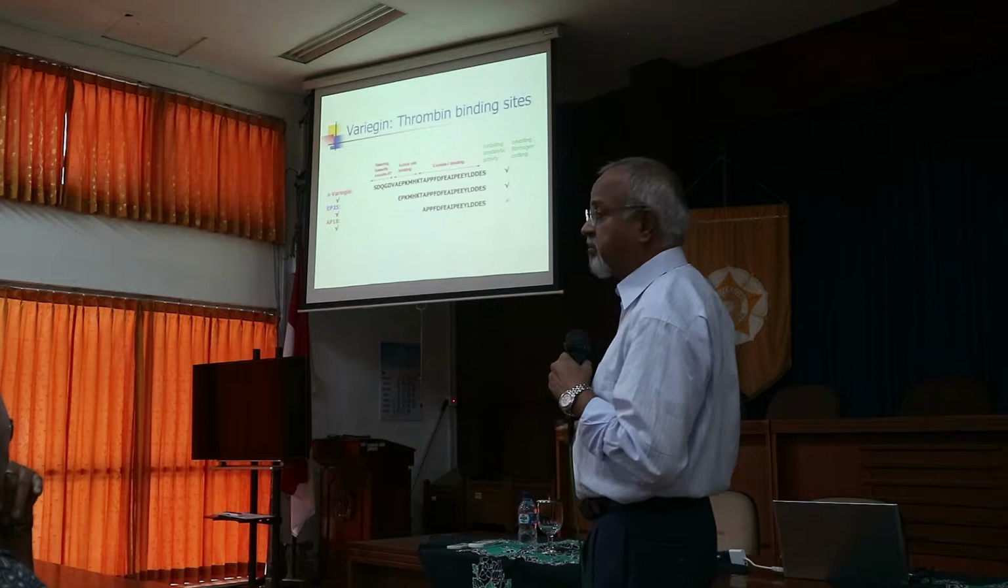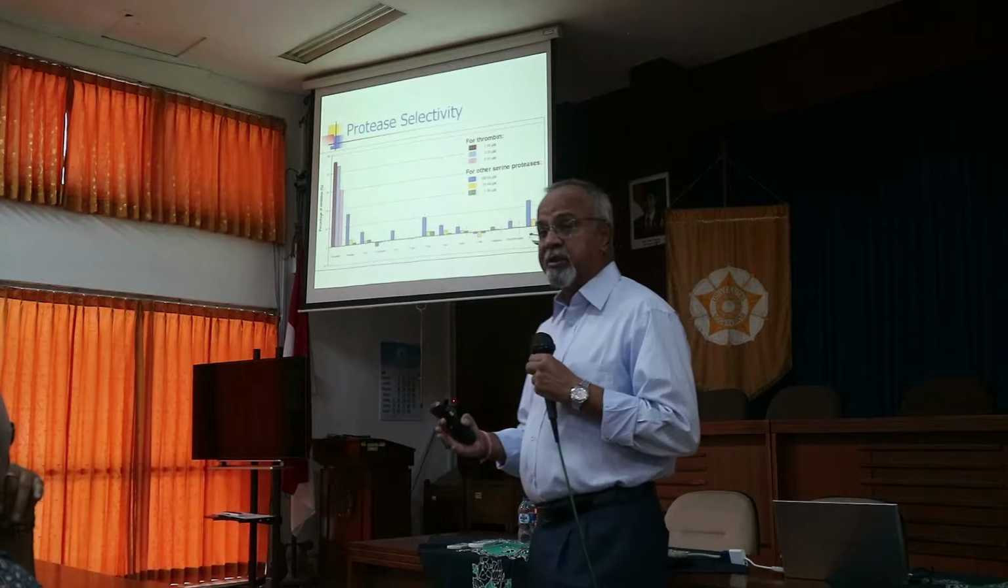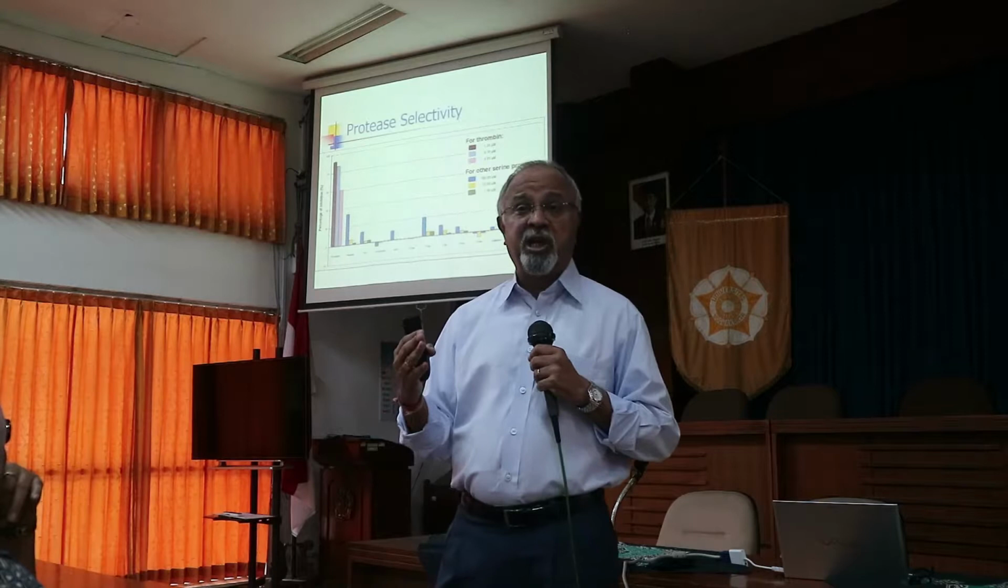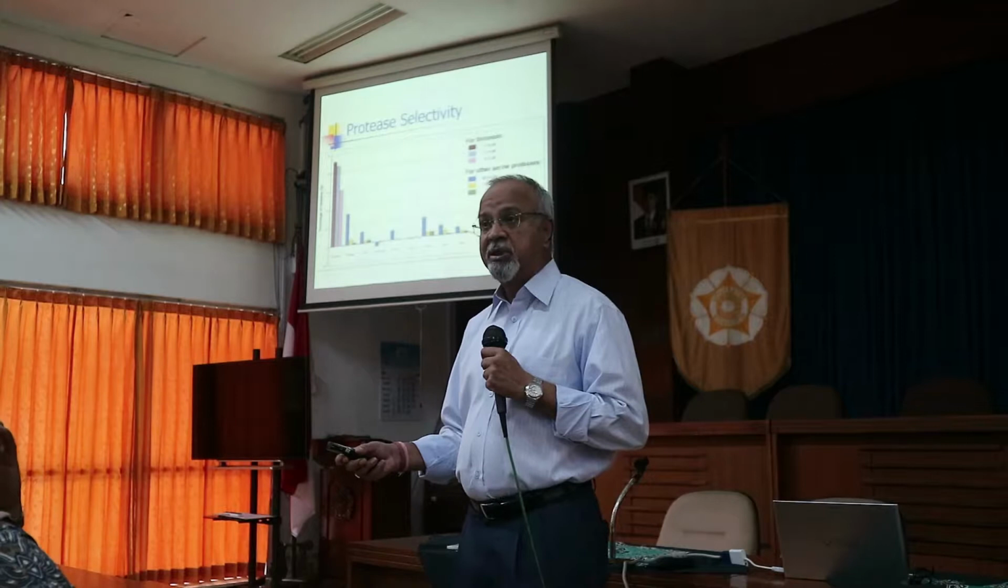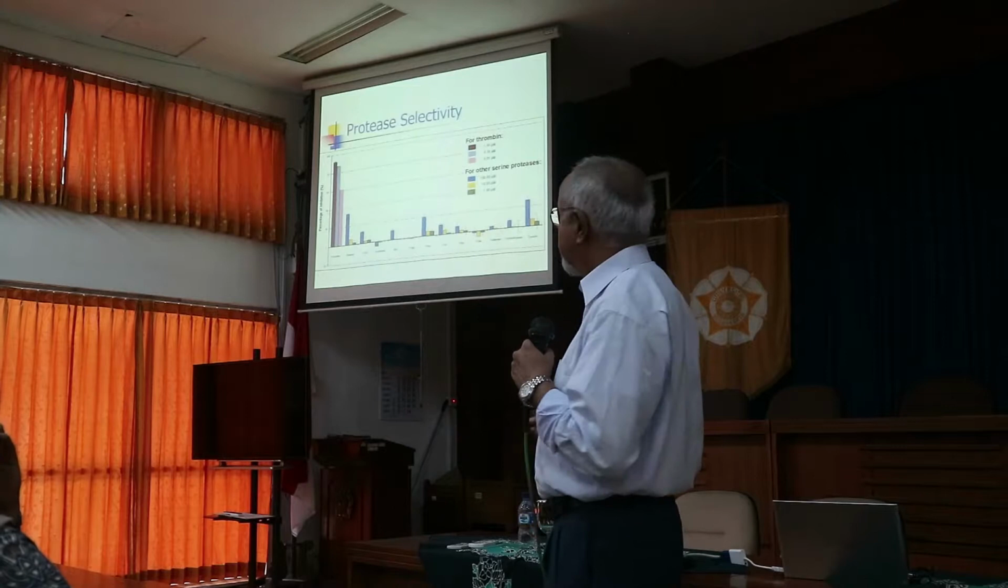And now let's look at the selectivity. You remember we need something which is highly specific. If you look at the thrombin, I want you to look at this pink colored bar, which is 10 nanomolar. At 10 nanomolar, it blocks 60% activity. As you increase the concentration, of course, it reaches 90%+ inhibition.